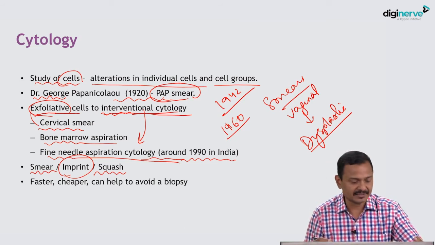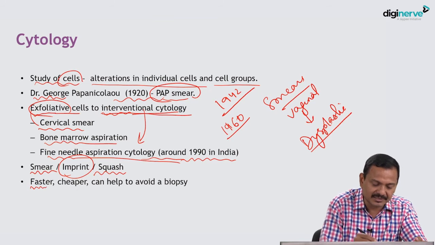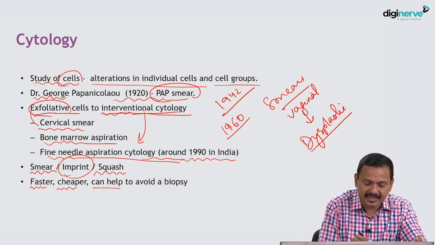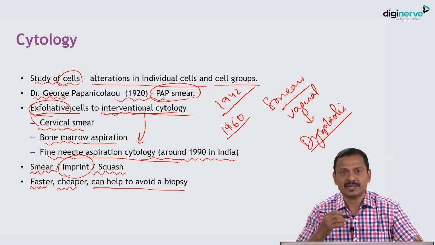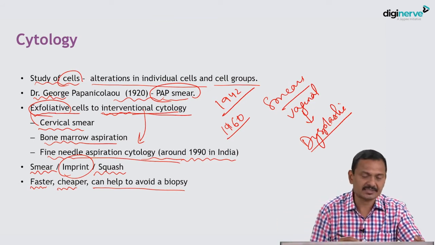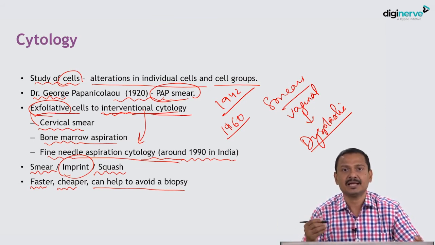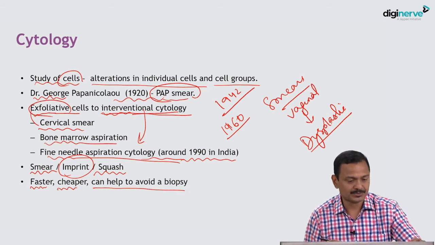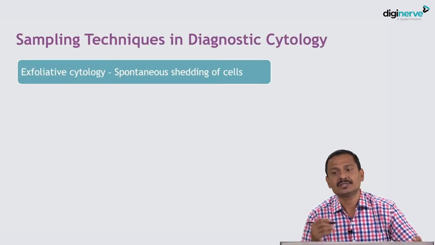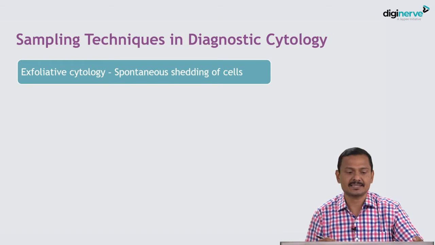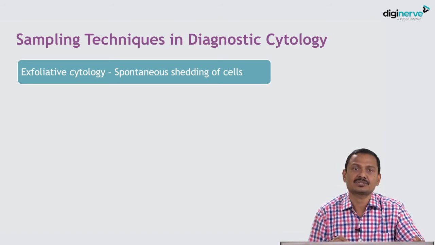FNAC has certain advantages: it is a very fast method, it is a cheap method, and it can help avoid a biopsy. When I go through this session, you will understand how it is faster, cheaper and can help avoid biopsy.